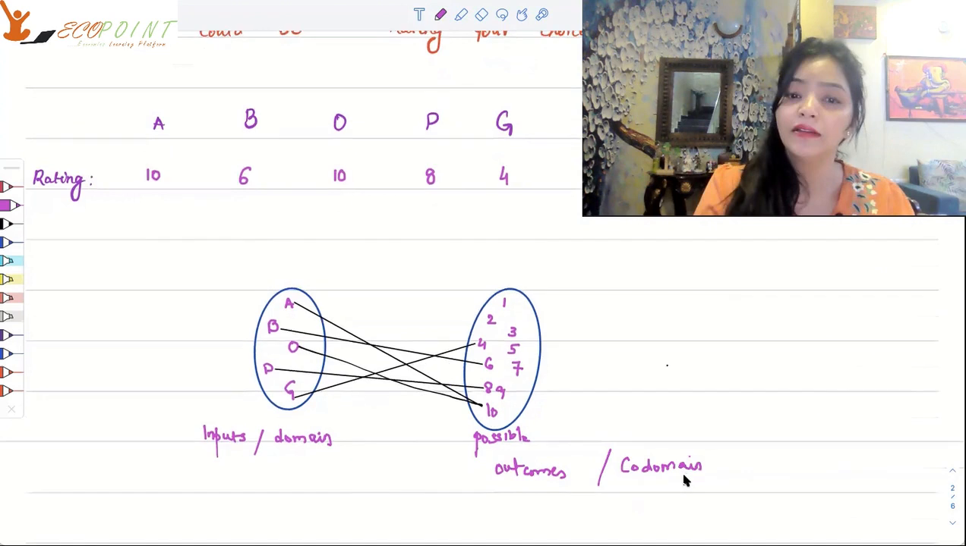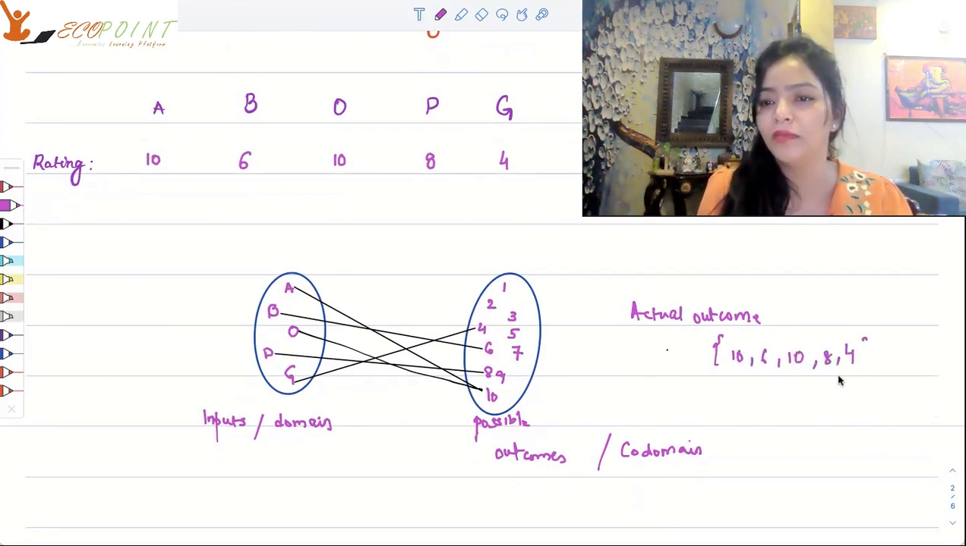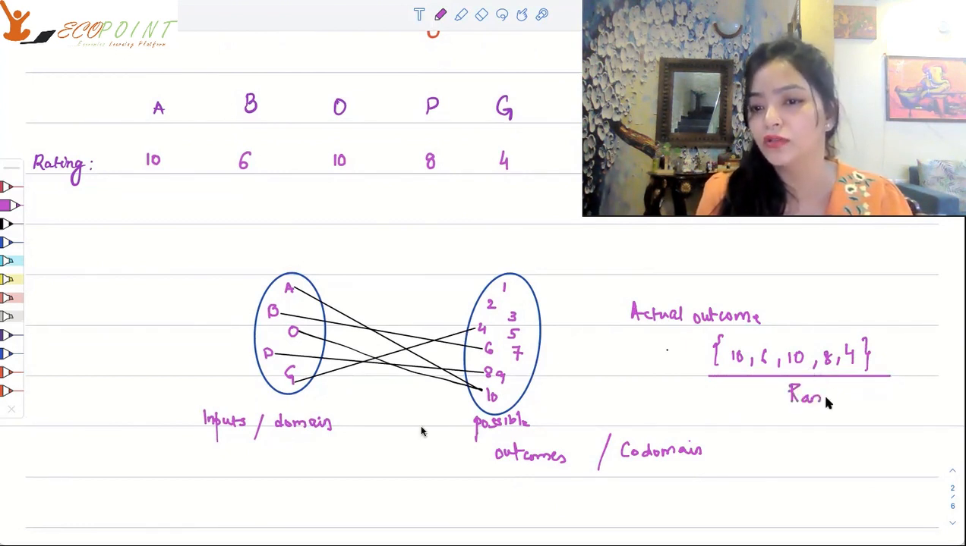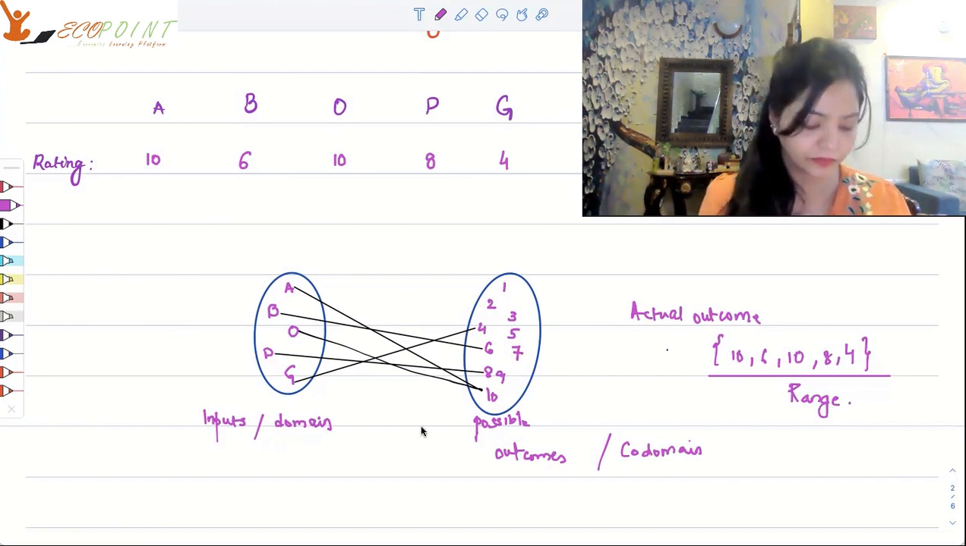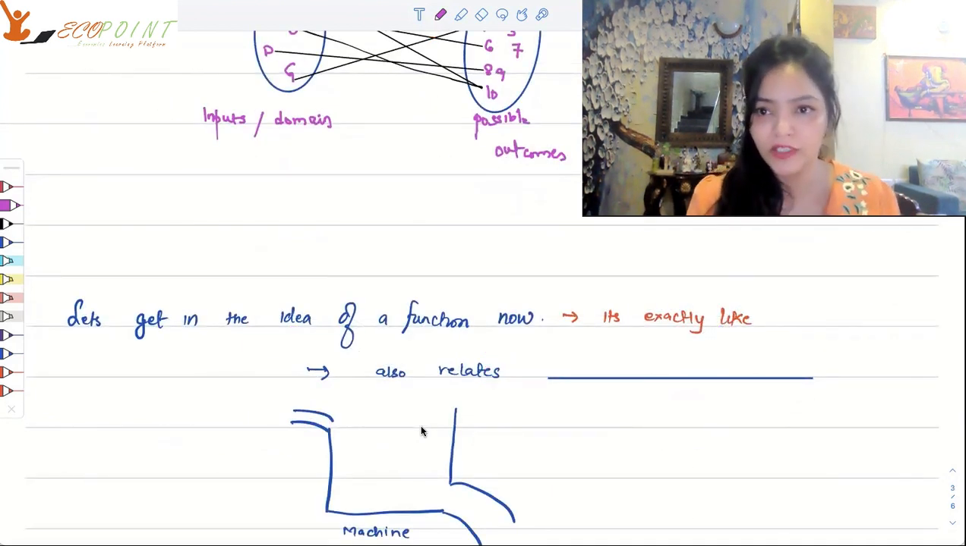Then what you would realize is that your actual outcomes are the ratings that I have given: 10, 6, 10 again, 8, 4. I may not write 10 again because it's the same number. But this is your actual outcome, and the set of actual outcomes is called the range for any given relation. These are the terms which are common for relation and also for function. You will realize it very soon, and we'll be talking about these terms in detail. This was about relation. I just gave you certain examples.